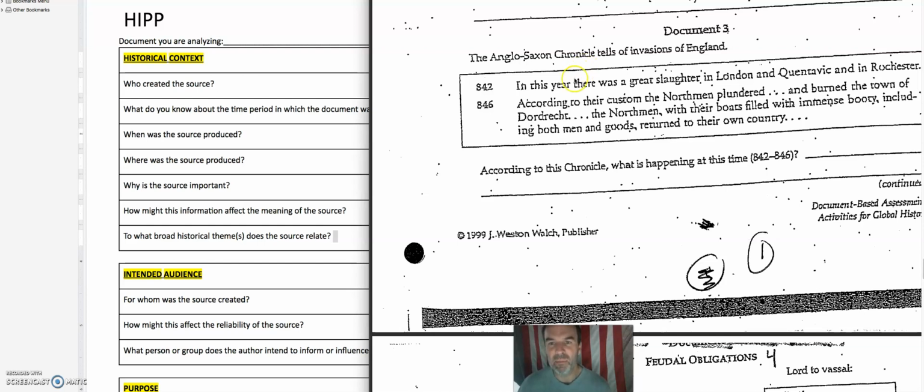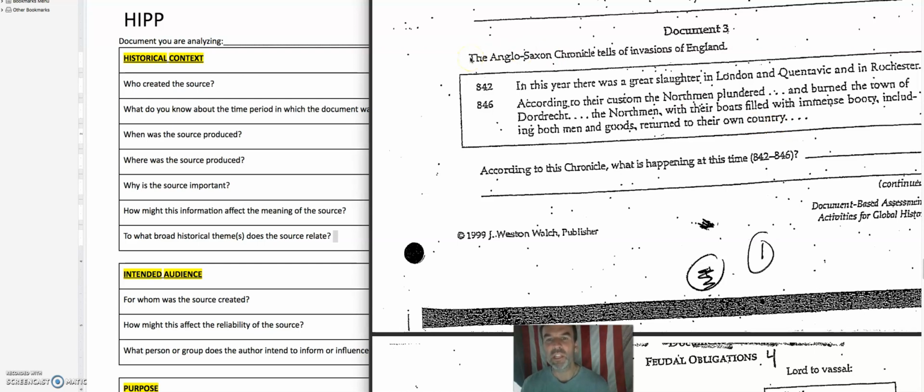When we look at "in this year there was a great slaughter in London, in Quintavic, and in Rochester," obviously it's saying there's violence here. "According to their custom, the Northmen plundered." If you don't know who the Northmen are, there's no way of being able to analyze this. They're talking about the Norsemen, the Vikings. "And burned the town of Dordrecht, the Northmen with their boats filled with immense booty, including both men and goods, returned to their own country."